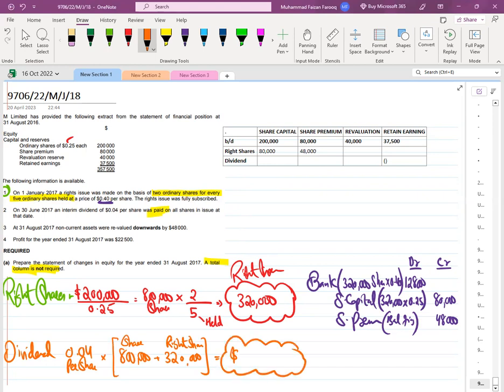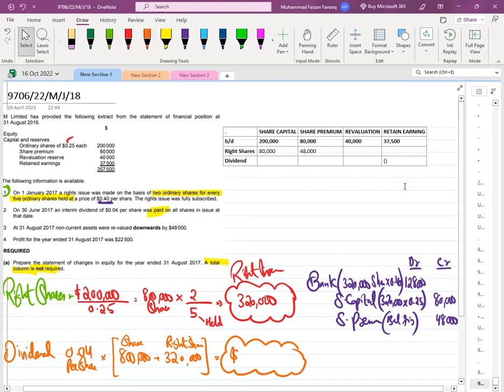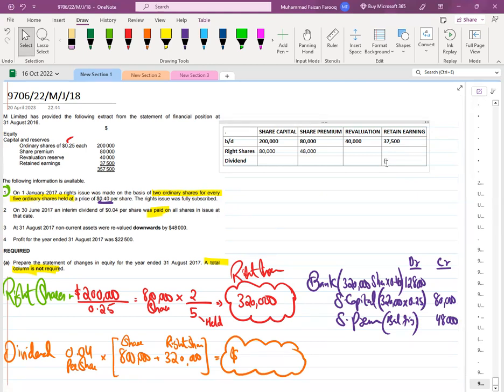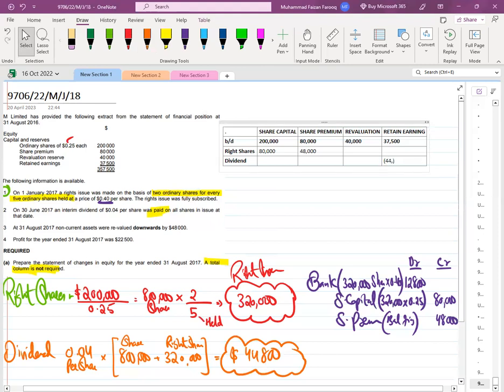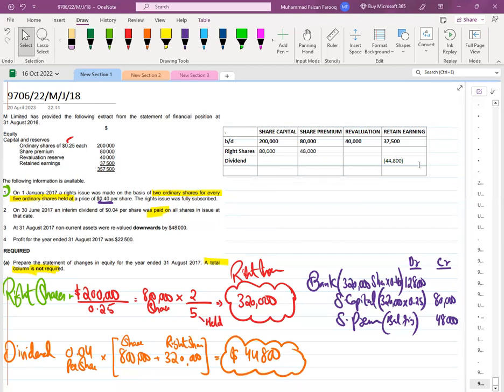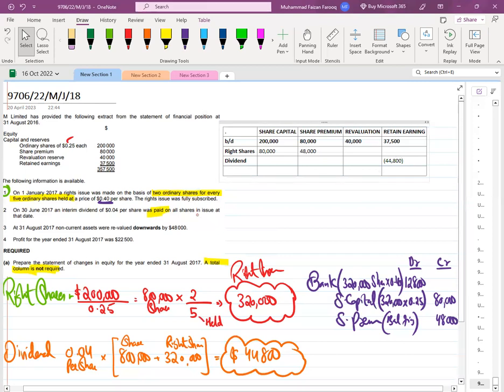What is the amount of dividend we are getting? 44,800. 44,800, right? You remember dividend is going to be deducted from the retained earning column, right or wrong? Yes. This note is done.